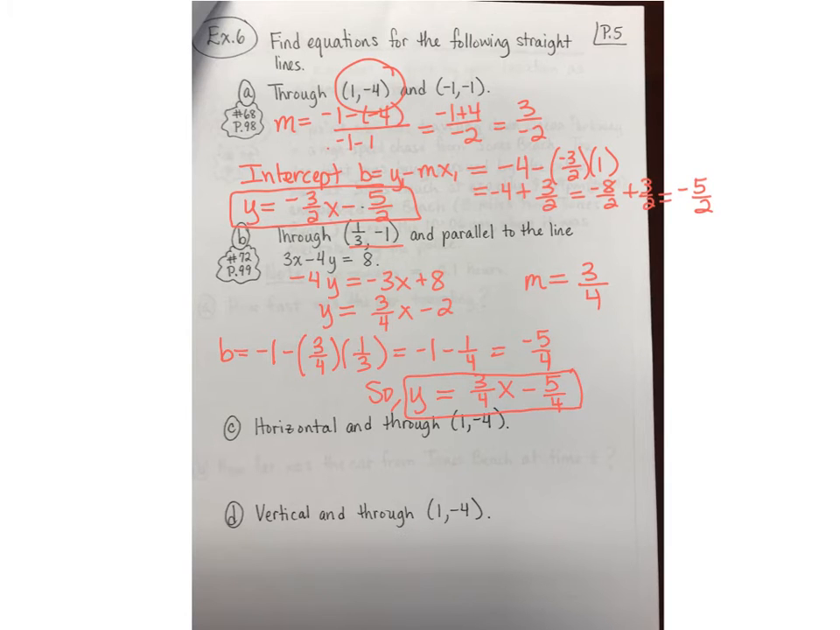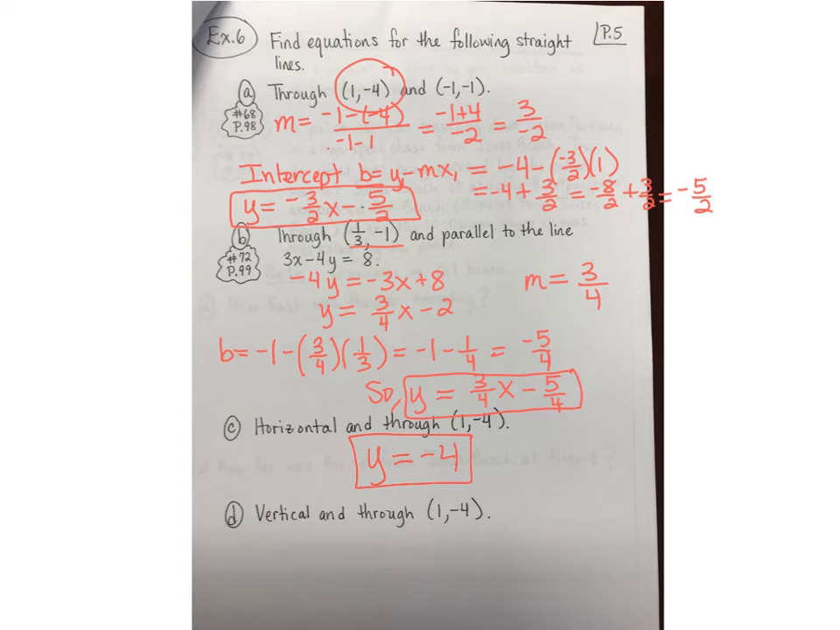Okay? Now, in part C, we want to find an equation of the straight line that's horizontal and goes through the point (1, -4). Well, if that line is horizontal and it goes through this point, we need to focus on the y value, not the x. So our equation would be y equals -4.